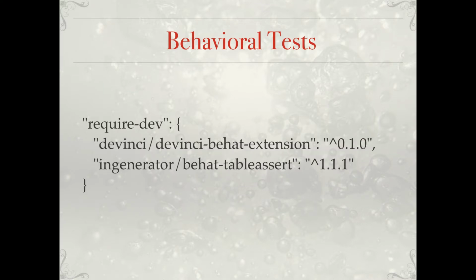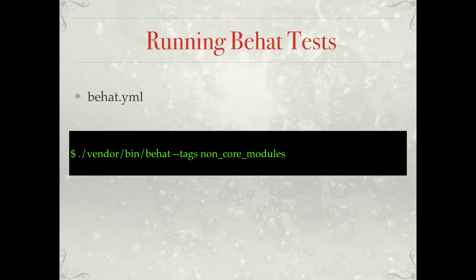So this is how you pull it into your composer.json. Pull in the Behat extension, and then there are extensions to that, like table assert, like saying I expect a table with the following rows, or I expect a table with the following columns, things like that. In order to run these things, you have to have a YAML config file, which tells Behat how to act. Then we run our test, the Behat executable is in vendor/bin/behat, and you pass in tags. The tags are like groups in the other examples that you've seen.